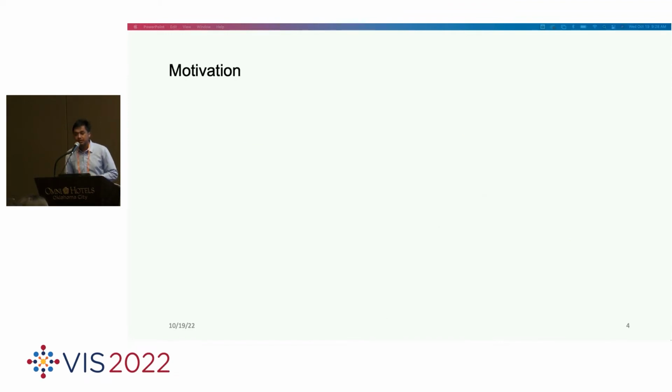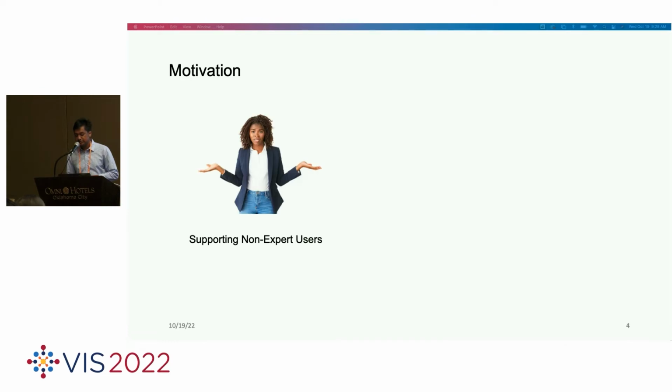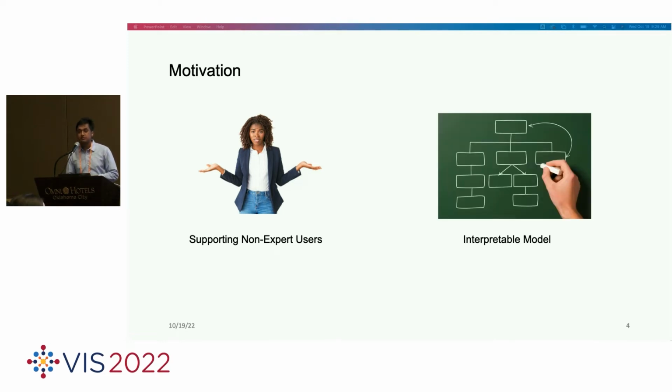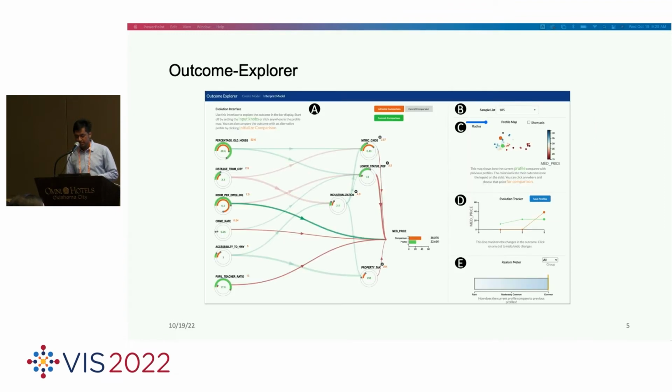A dominant trend in XAI systems is that they tend to support the needs of model developers. Non-expert users who do not possess any machine learning background are not typically supported. However, non-expert users are the recipients of algorithmic decisions, and hence they have the right to explanation. At the same time, there is a need to devise models that are interpretable rather than black boxes. In this paper, we propose Outcome Explorer, an interactive tool where non-expert users can directly interact with an interpretable model and receive algorithmic decisions.